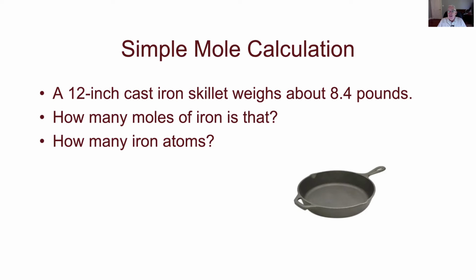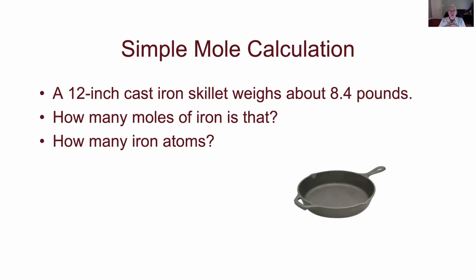That is just a picture of a cast iron frying pan, a 12-inch cast iron skillet. It says it weighs about 8.4 pounds. I confess I'm the sort of person who actually looked that up on a cooking store website to get a number to put in there for this. I picked a cast iron skillet because it is actually literally true that pretty much every atom in that cast iron skillet is iron. So I wanted something that was just a pure one-element substance, and that's what I picked. We're going to find out how many moles that is and how many atoms that is.